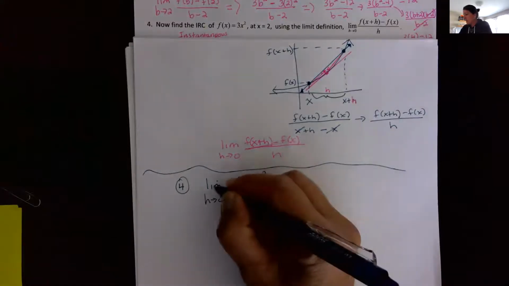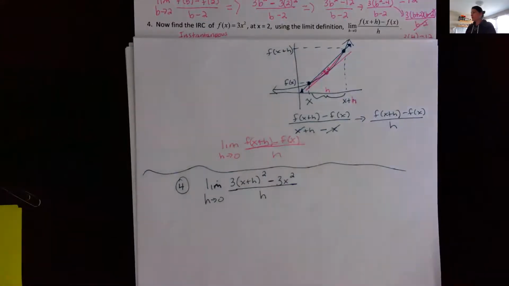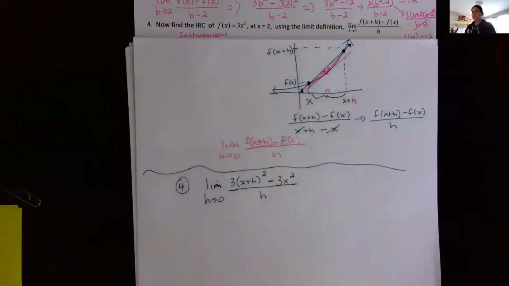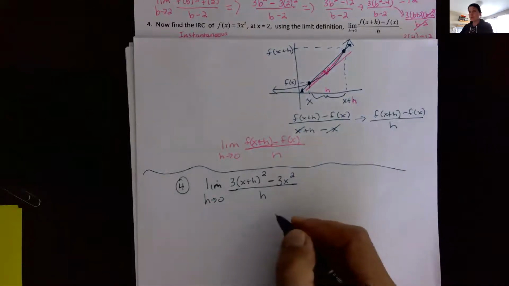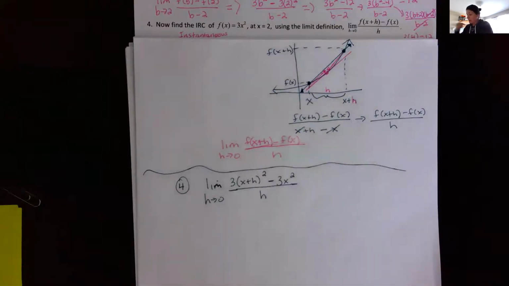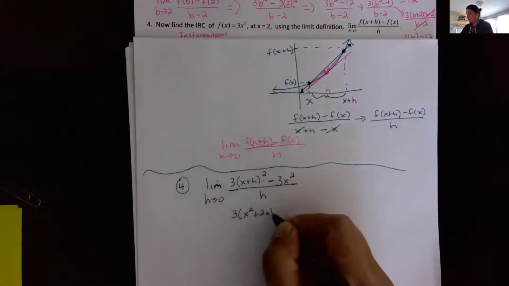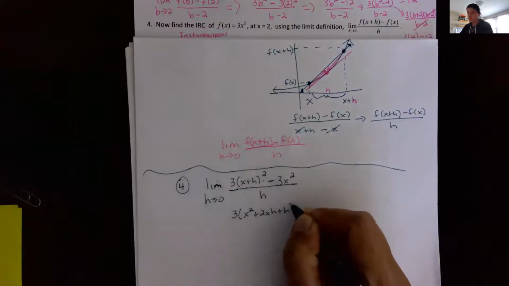All right. I cannot put in 0 for h right now because I get 0 over 0. I have to do some math. I'm going to do some distributing. 3 times x plus h squared. We've done this in class before. You have to FOIL. You have to distribute.